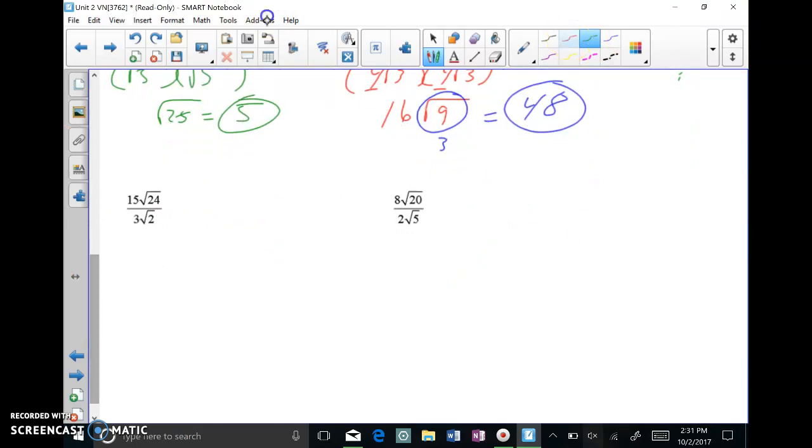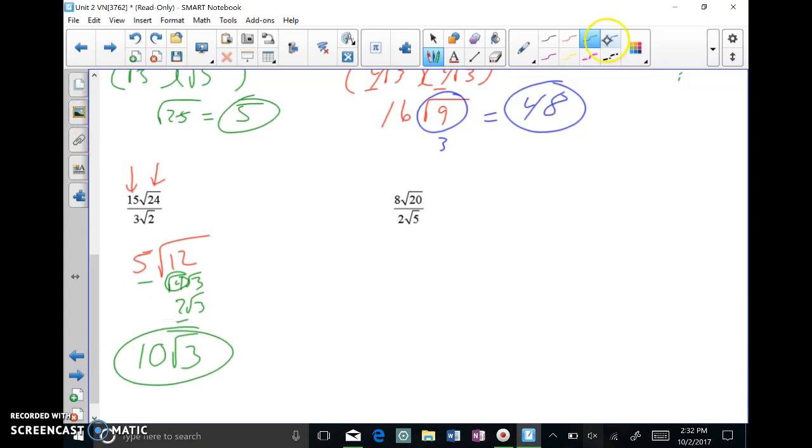Division's the same way, no different than multiplication. Instead of multiplying the outside and inside, we're going to divide the outside and divide the inside. So 15 divided by 3 is 5. 24 divided by 2 is 12. Rad 12 is rad 4 times rad 3. The square root of 4 is 2. So 2 rad 3 times the number already out front, I end up with 10 rad 3.